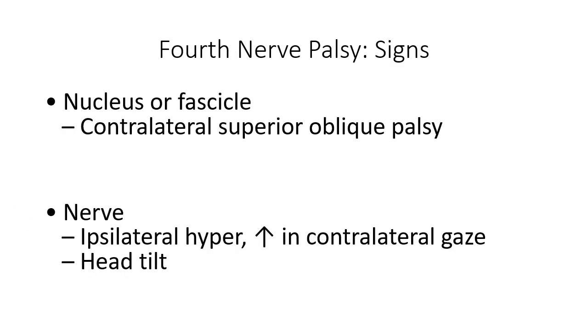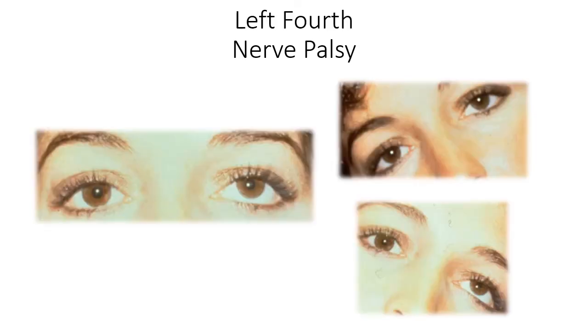You can also have a lesion of the nucleus or fascicle, because the fourth nerve nucleus is contralateral to the nerve itself. This happens because the nerve leaves dorsally and crosses the back of the midbrain before heading into the cavernous sinus. One has a contralateral superior oblique palsy if the lesion occurs in the brainstem. If the lesion is in the nerve, you would have an ipsilateral hypertropia, which is worse on contralateral gaze, and there's head tilt away from the fourth nerve palsy.